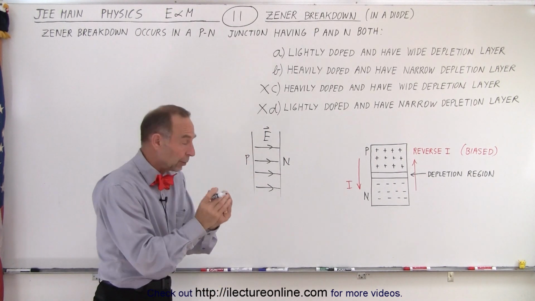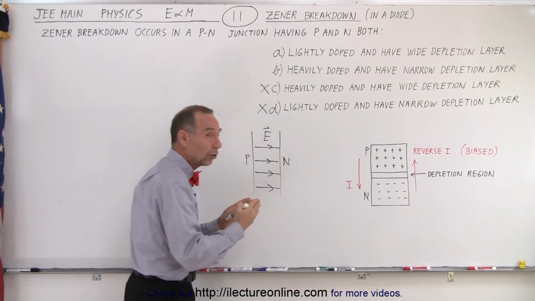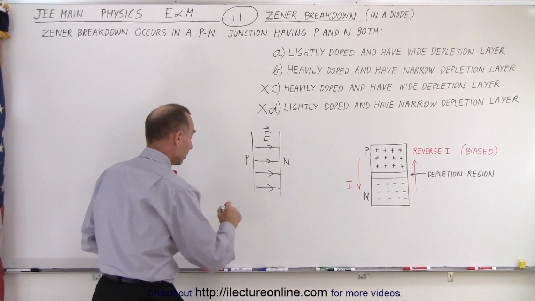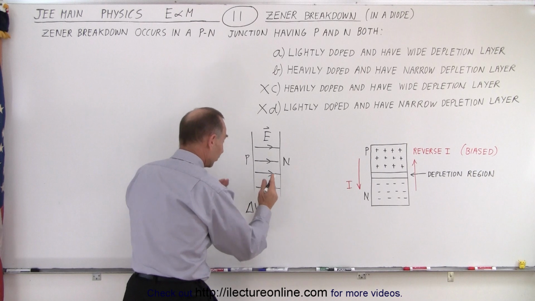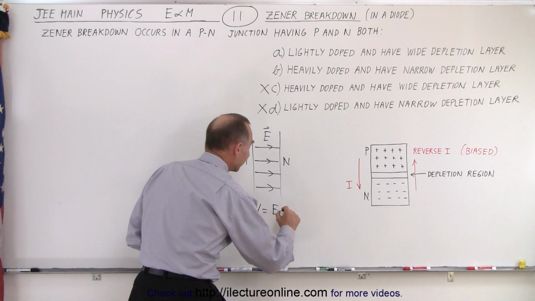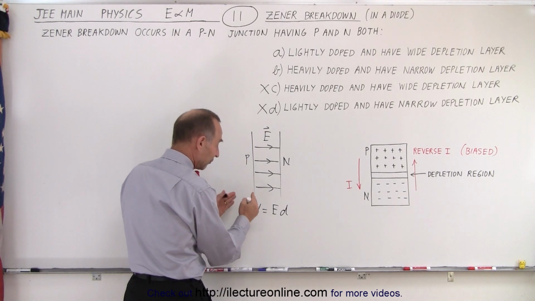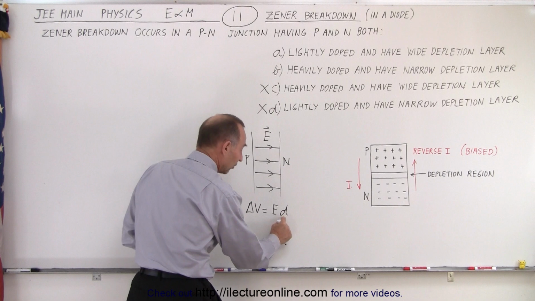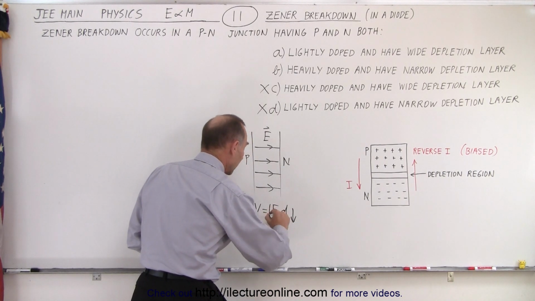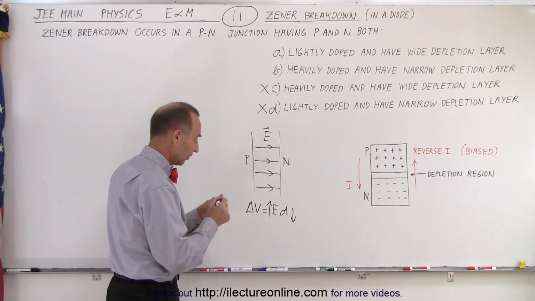If you make it narrow and the potential difference across it stays the same, that causes the electric field to increase, and the reason is that the potential difference across the 2 sides is equal to the strength of the field times the distance. If the applied voltage stays the same and you make the distance smaller, that means you make the electric field stronger, so that will increase the strength of the electric field.